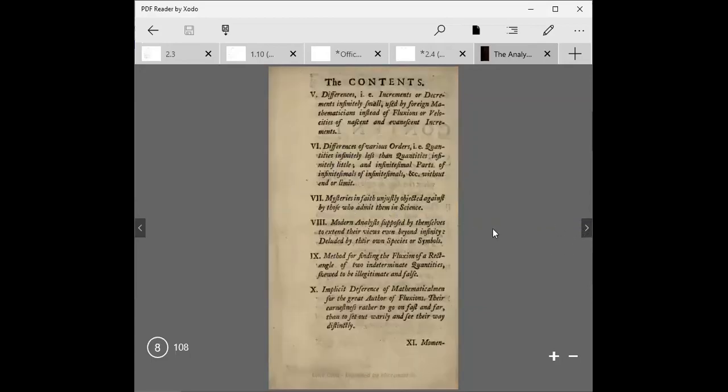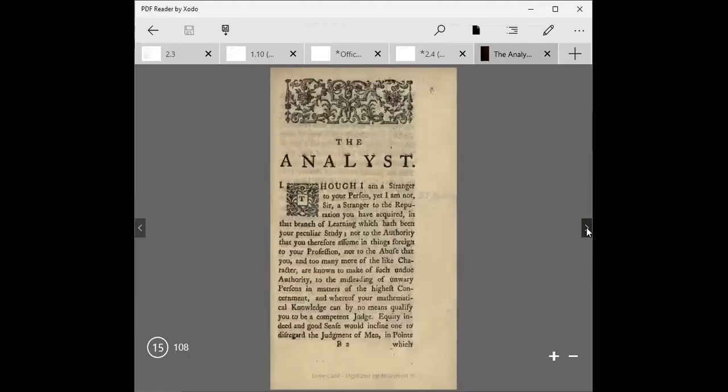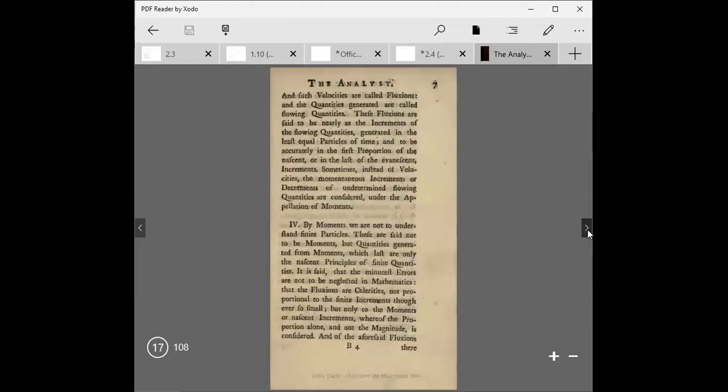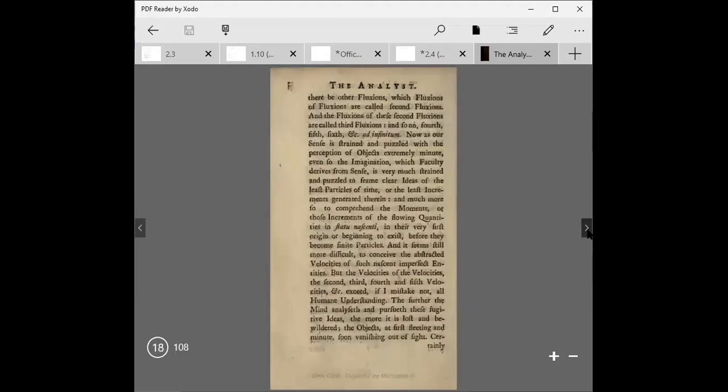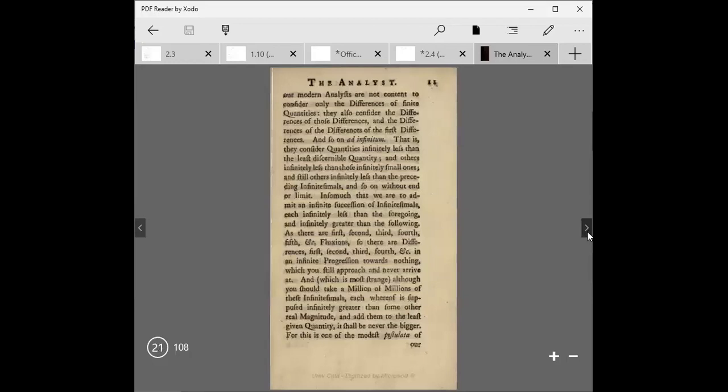And so that's kind of interesting. I thought I would just show you this. It's this huge thing on that, and then he refers to Sir Isaac Newton as the great author, and he also refers to Leibniz in it. Okay.